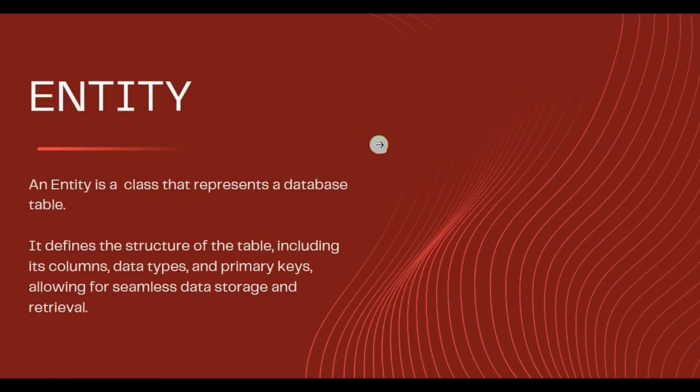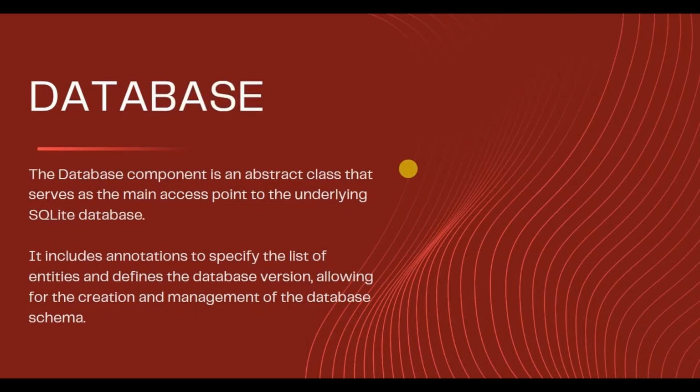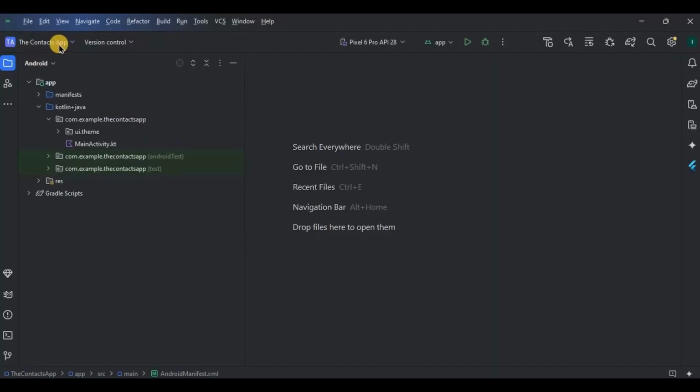So an entity is the data itself. DAO is a data access object where we'll pass all the queries. Then the database is where we initialize the room database. So open the contact app project. First, we will create an entity, then a DAO, and then a database.